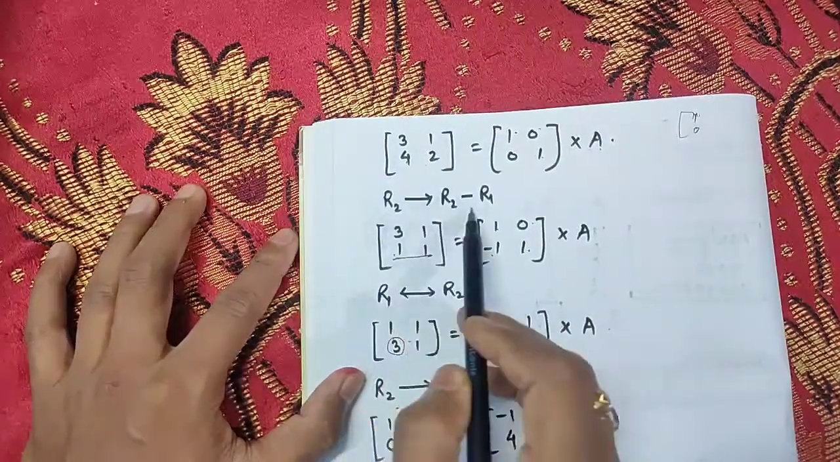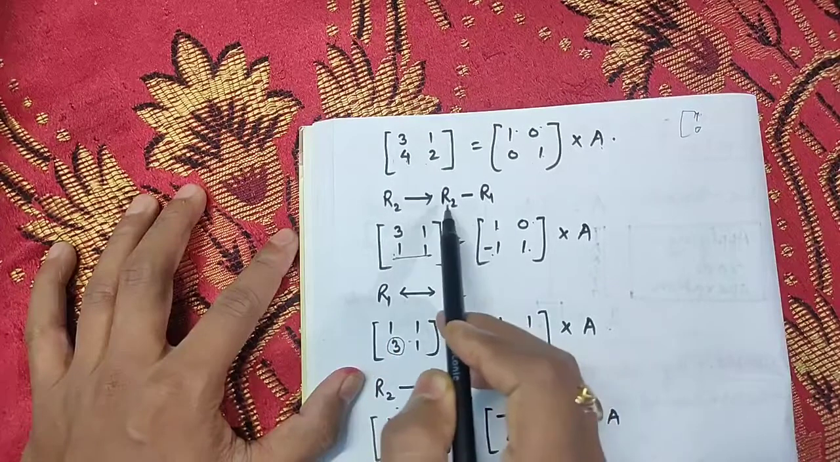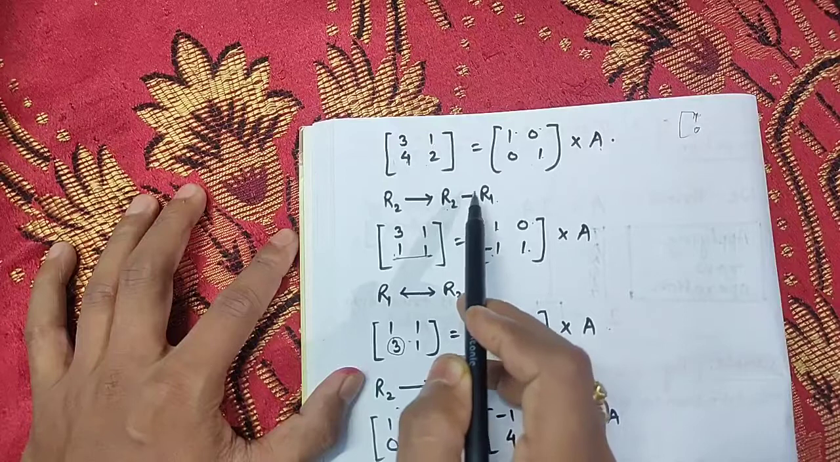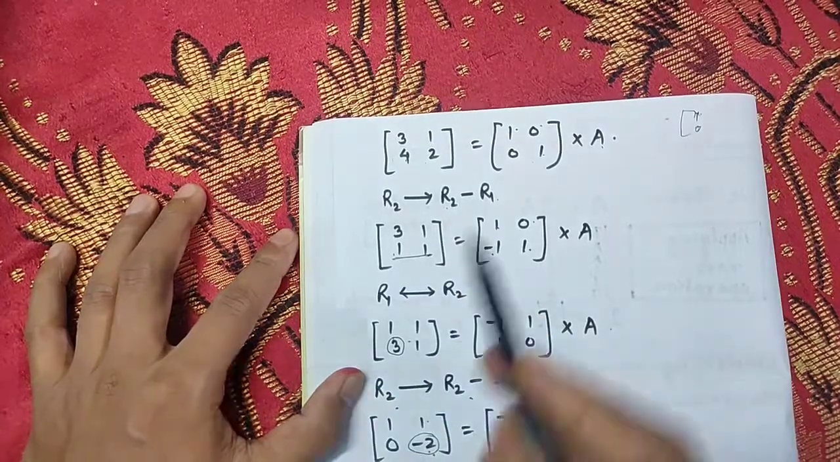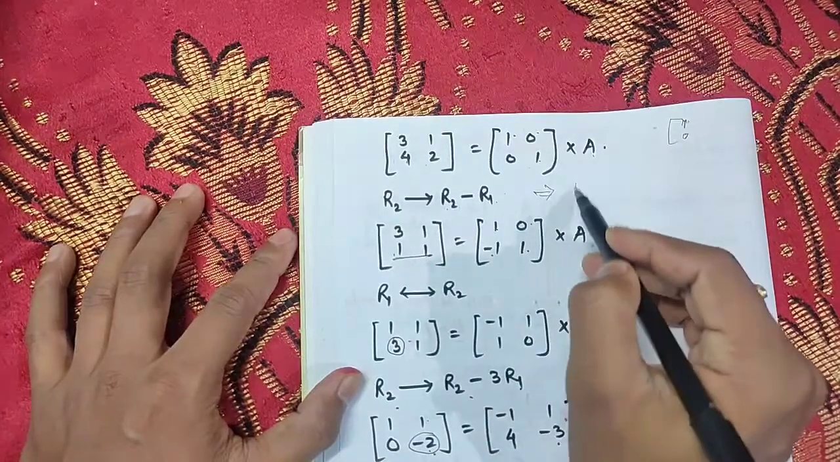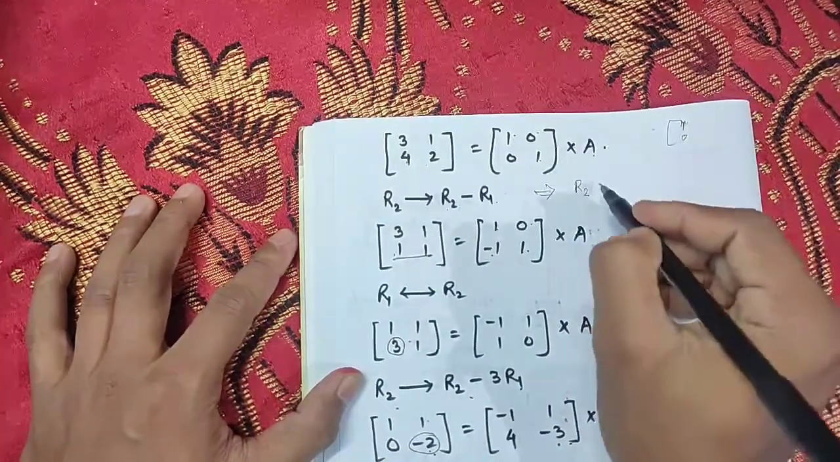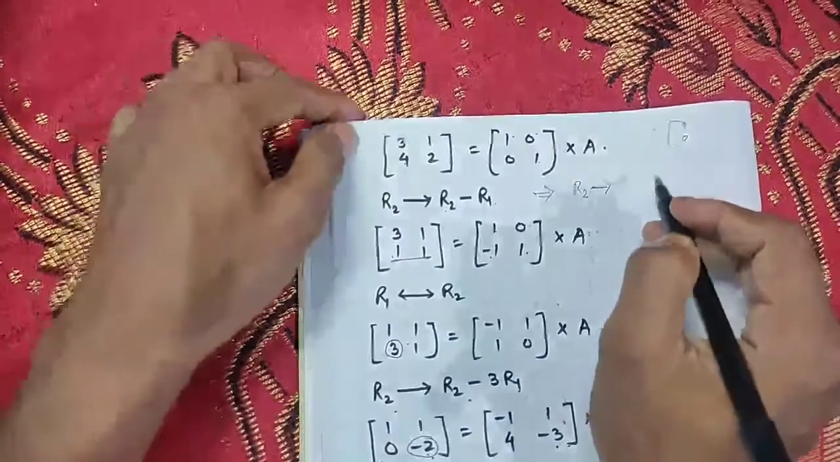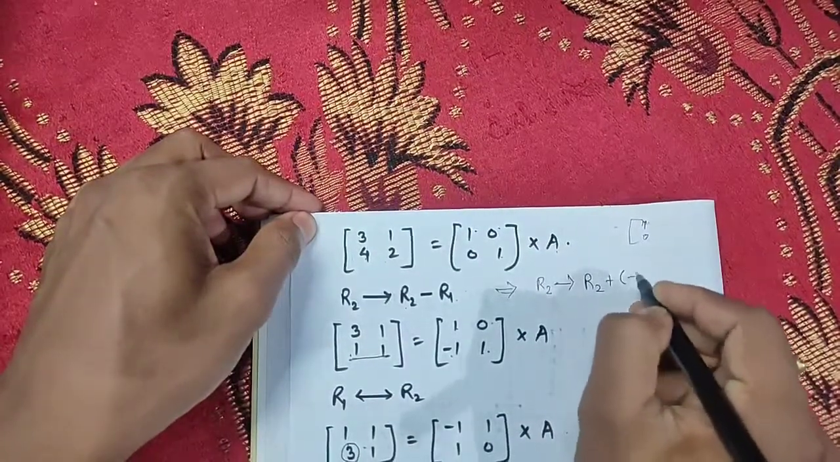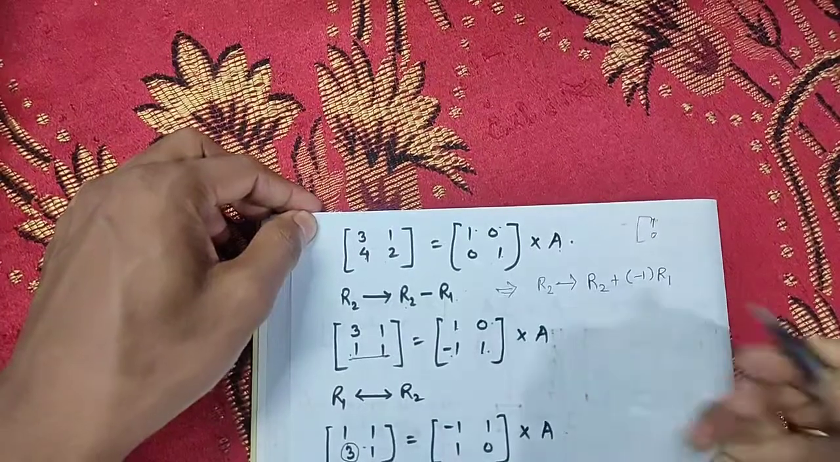Another process like this. I am changing this R2. How am I changing R2? R2 minus R1. That means R2 plus minus 1 into R1. Second operation. Remember, this is same like this. R2 we are changing. How we are changing R2? R2 we are changing by R2 plus minus 1 into R1.